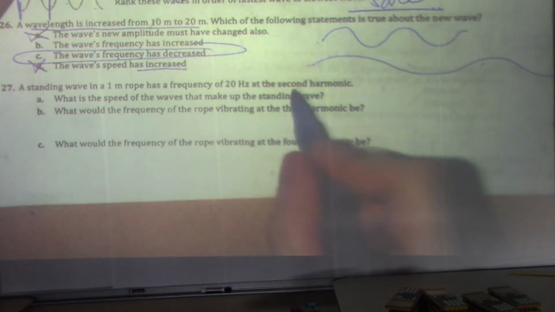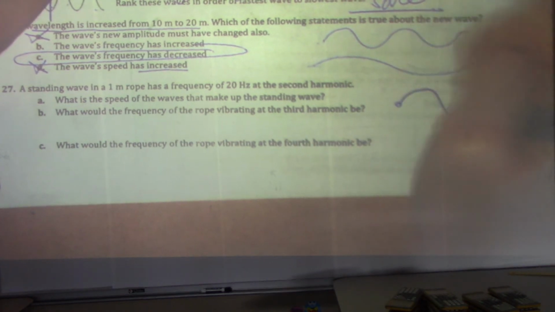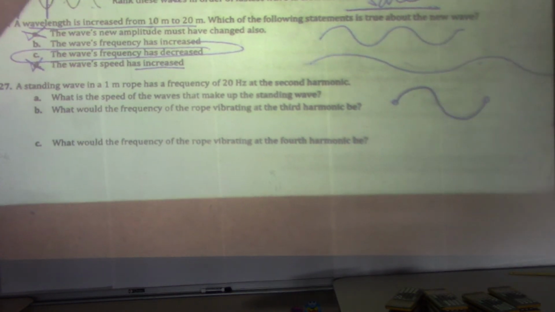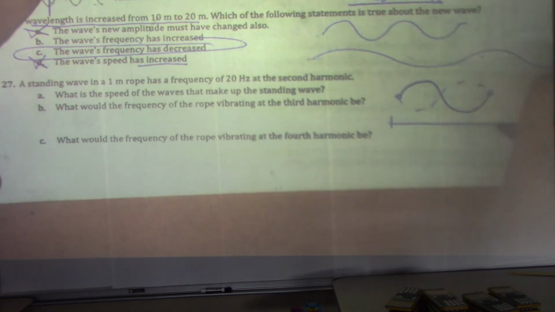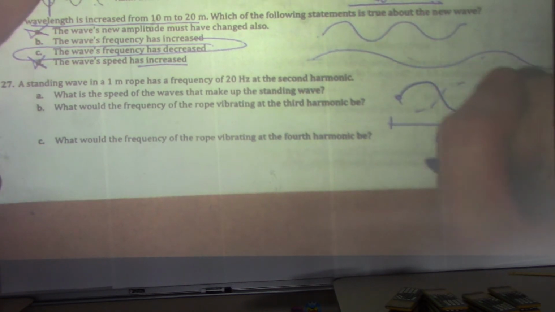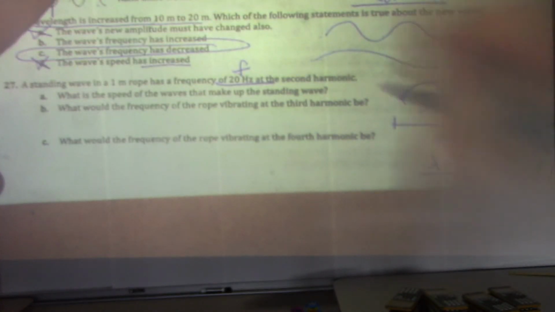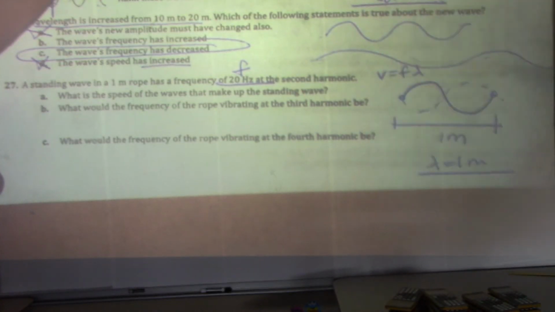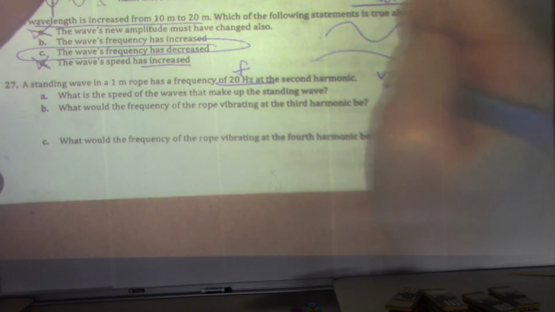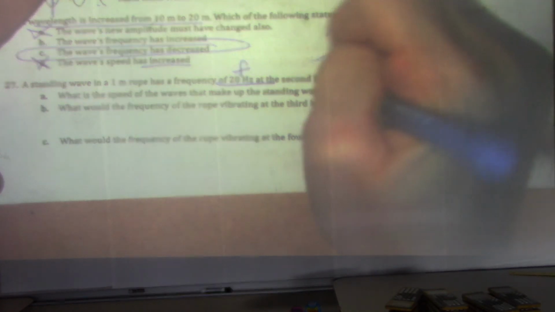Standing wave, second harmonic. The second harmonic has two antinodes, or two little loops. It looks like this. This is a 1 meter long rope, so that means my wavelength is 1 meter because this is one wave right here. And I have the frequency right here. So the speed equals frequency times wavelength. Frequency is 20 times wavelength of 1, so that's going to be 20 meters per second for your velocity.